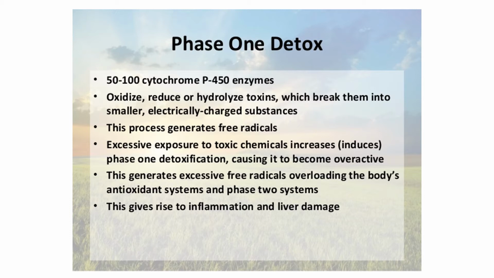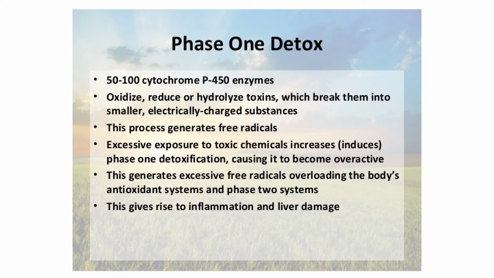Excessive exposure to toxic chemicals increases phase 1 detoxification, causing it to become overactive. So if you are exposed to toxic chemicals more than your body can really handle, that would happen, let's say, if you are doing a home renovation and you're exposed to paint fumes that are high in VOCs, volatile organic chemicals. Or if you work in a paint factory, or you work with chemicals in the photographic industry, for example. Or even in the beauty industry, it's really common actually, that you have a high daily exposure to toxic chemicals, which causes phase 1 detoxification to go on all the time.